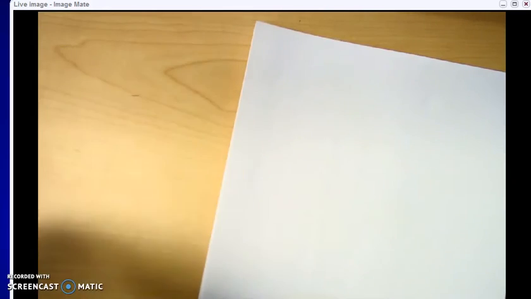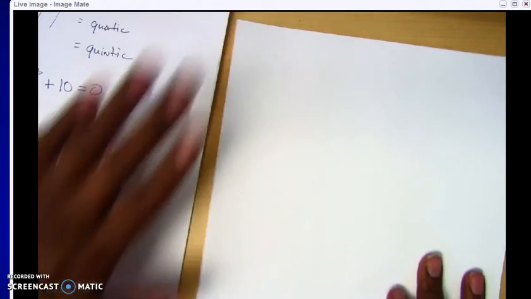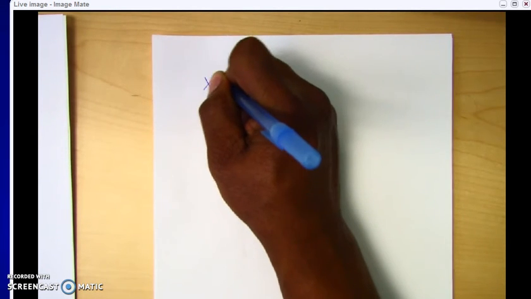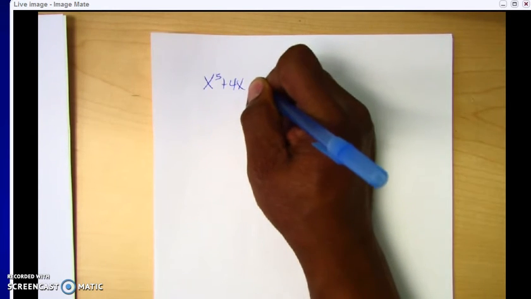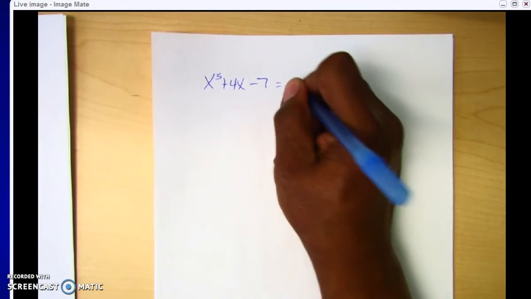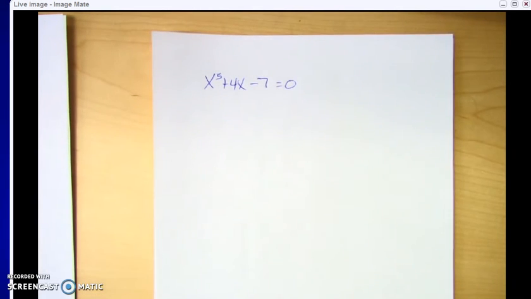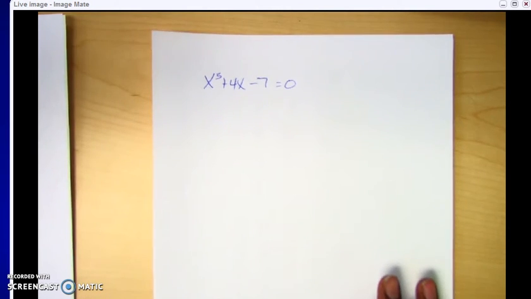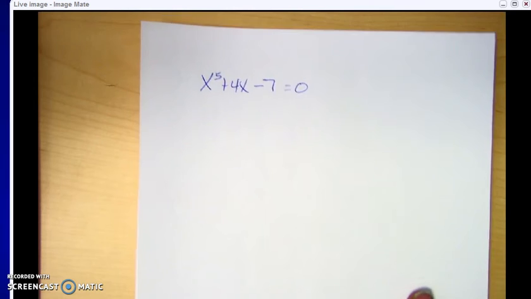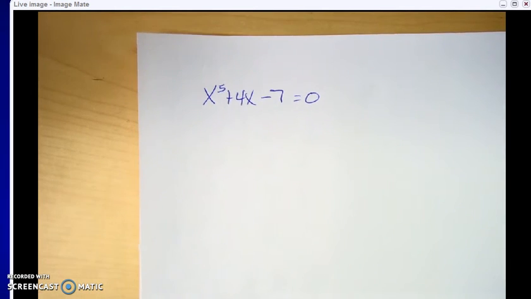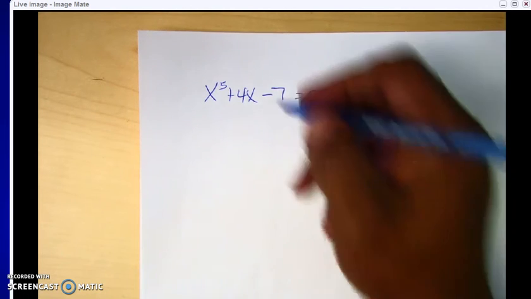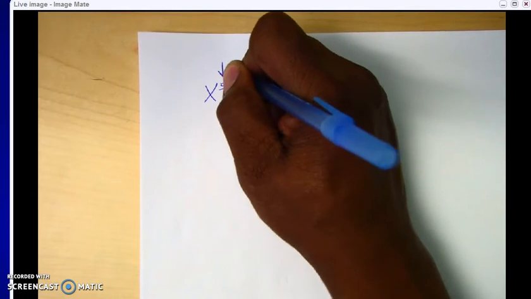Here's my next question to you. I think Jaden's going to help me out on this one. All right, Jaden, here's your question. If you have x to the 5th plus 4x, subtract 7, let's put it equal to 0. How many roots does this problem have? How many roots does it have? 1. All right, I'll give you a 50-50, 4 or 5, 3 or 5. Well, it actually has 5 roots.